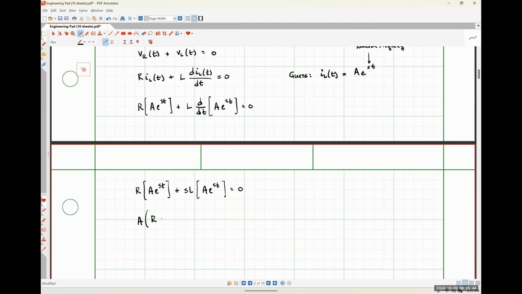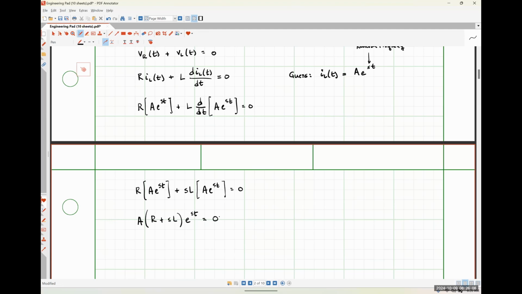I'm going to have a factor of R plus SL, and then I'm going to put E to the ST over here on the right-hand side and set this equal to 0. Okay. So is everybody okay with the algebra that I just did there? Just move stuff around to put it in a form that I like. So let's talk our way through things here.